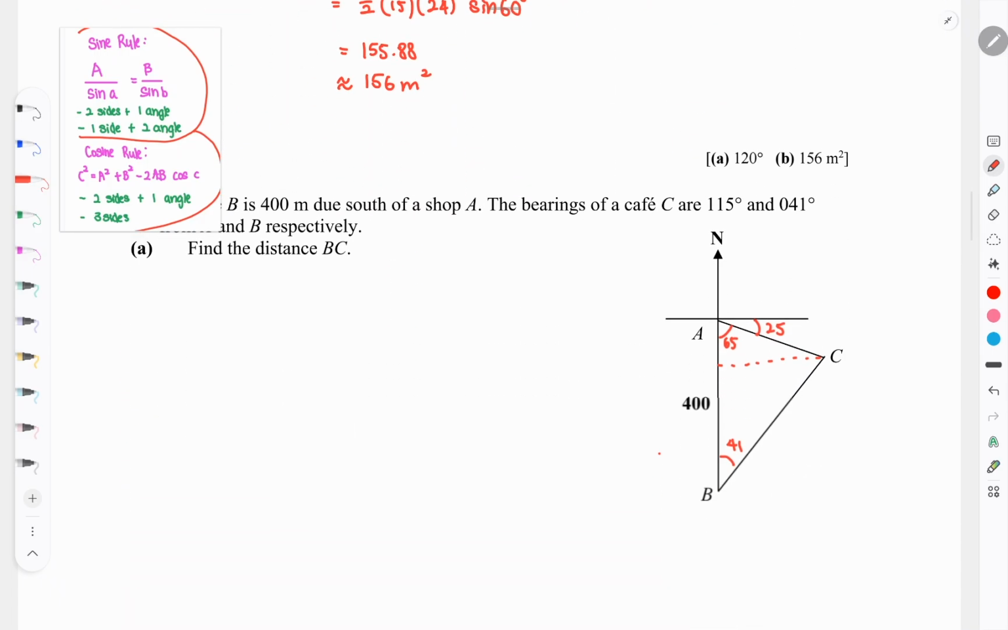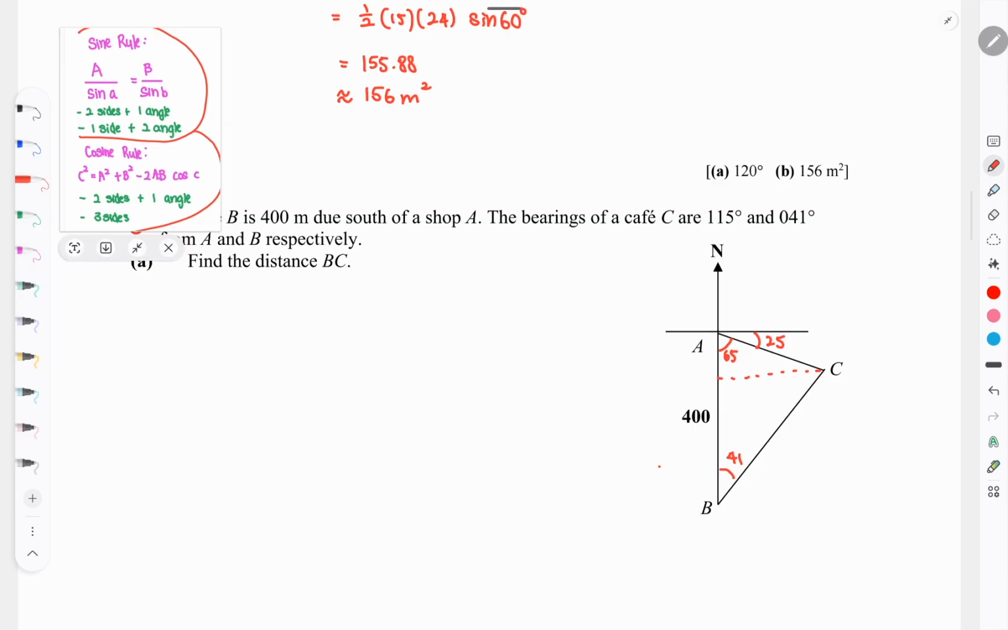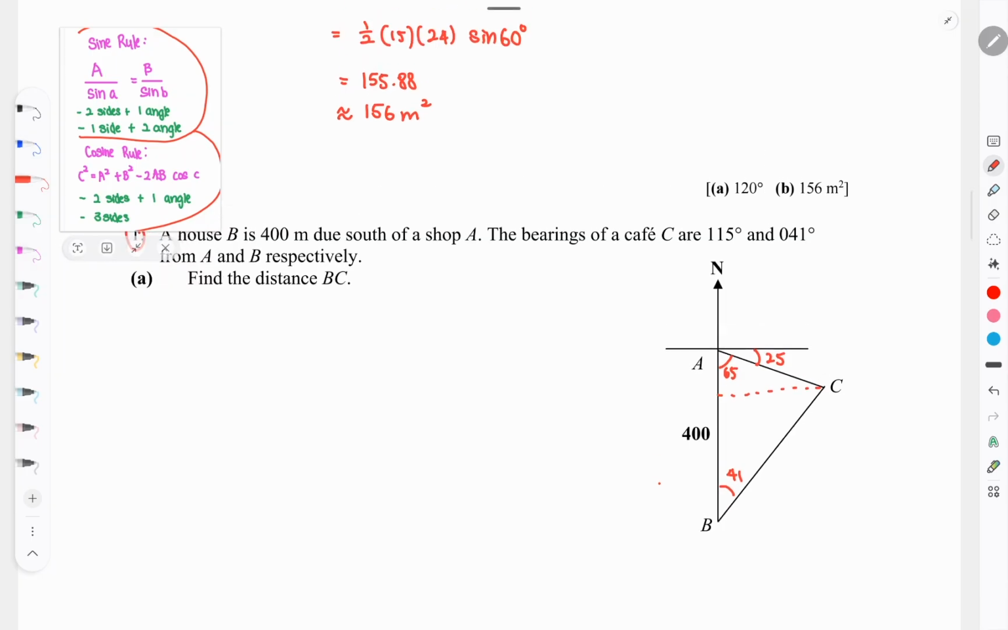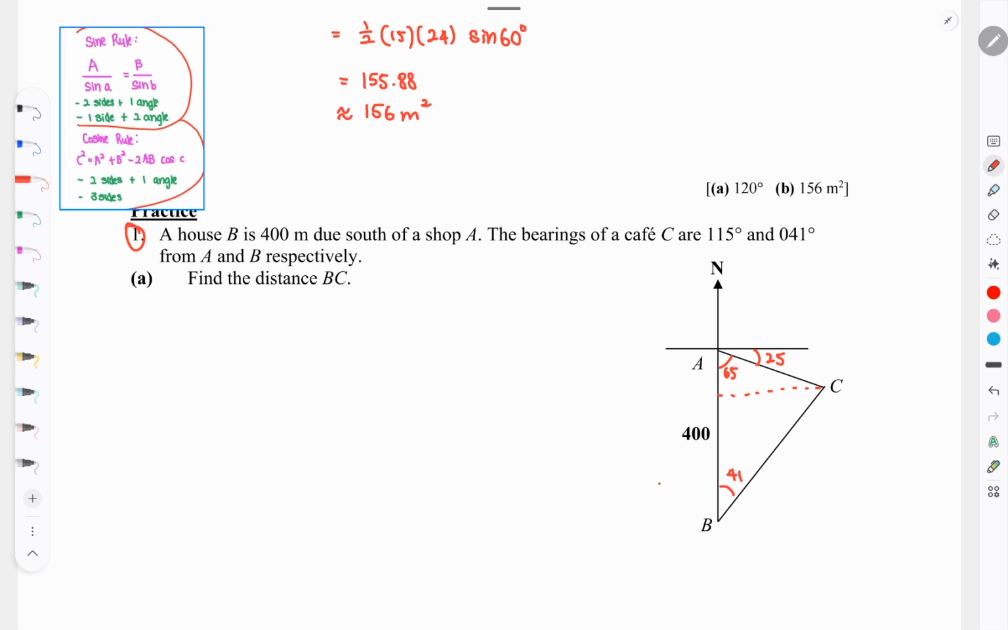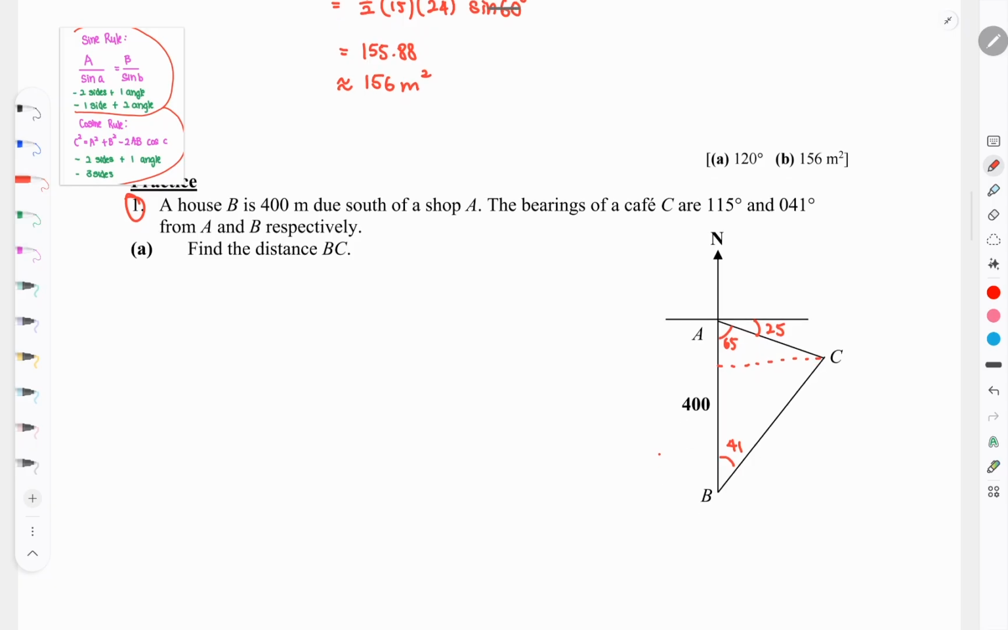Okay, moving on to practice question 1. Let me make this pin here slightly smaller. House B is 400 meters due south of shop A. So what does that mean? House B is just towards the south of A. This one can be seen on the right side.